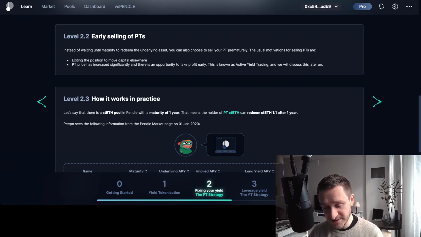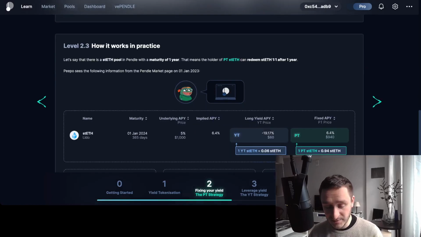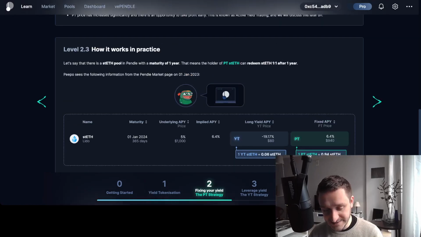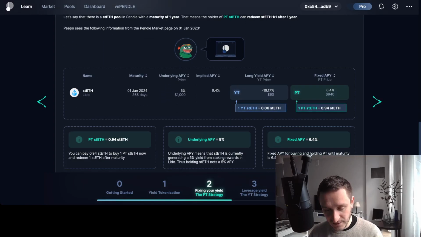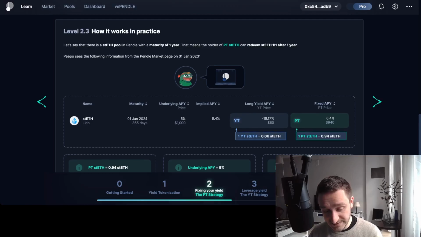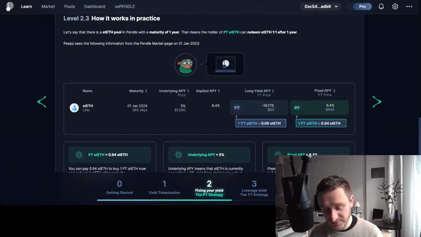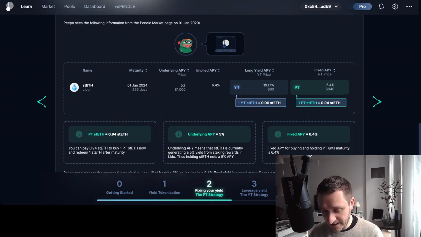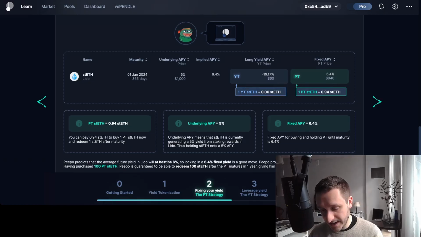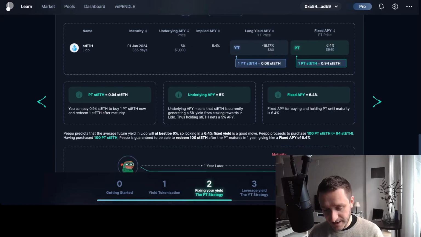So, usual motivations for selling PTs. Just the principal tokens are exiting the position to move capital somewhere else, or the PT price has increased significantly and there is an opportunity to take profit early. That is known as active yield trading, and we will discuss this later on, because the asset might grow in price itself. So this is how it works in practice. You might want to buy a maturity stETH for the maturity of 1st January 2024, 365 days, and then there's the long APY and fixed APY, and you can have 2 tokens.